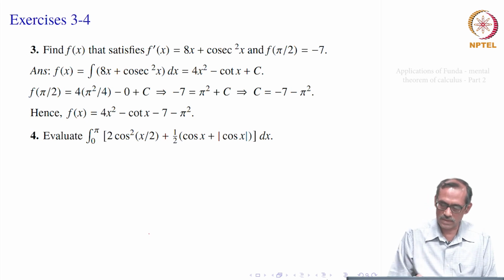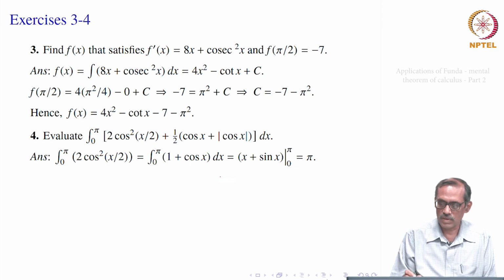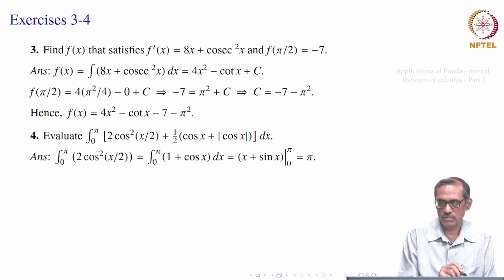So, look at mod cosine x. We must find out when cosine x is positive and when it is negative in the interval 0 to pi, when x varies from 0 to pi. For cosine x, from 0 to pi by 2 it remains positive, and from pi by 2 to pi it becomes negative. So, we should break this interval 0 to pi into 2 different integrals for evaluating the second expression.